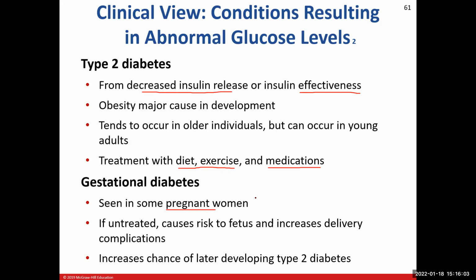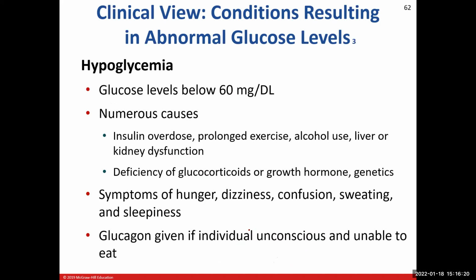And so unfortunately, because of gestational diabetes, one has to be careful because those folks are more prone to type 2 diabetes later on. And not just that, the fetus can also be more prone to type 2 diabetes.